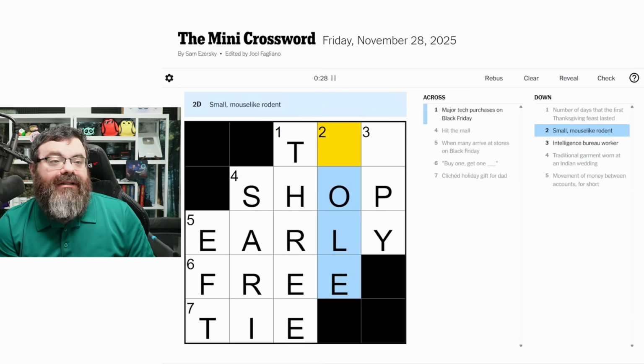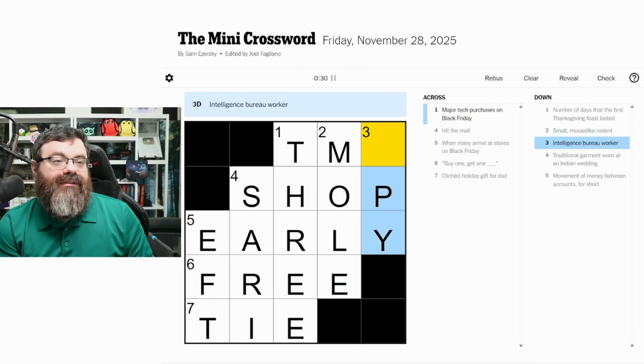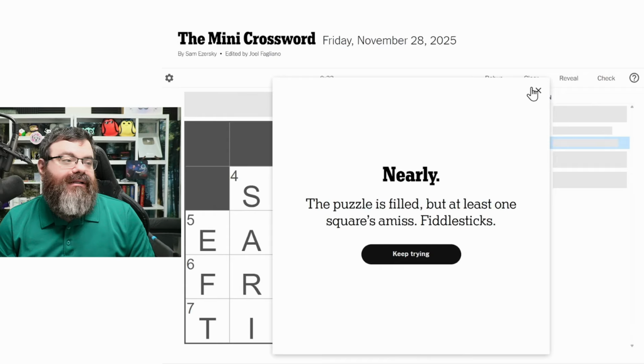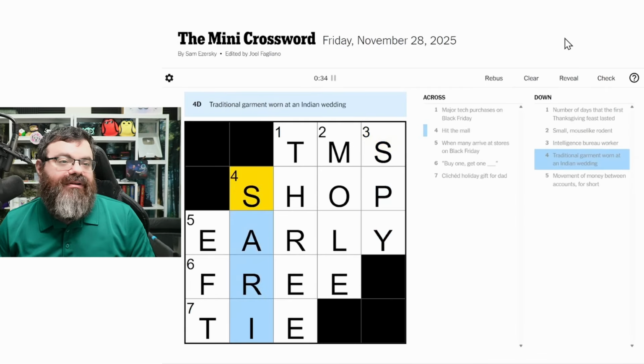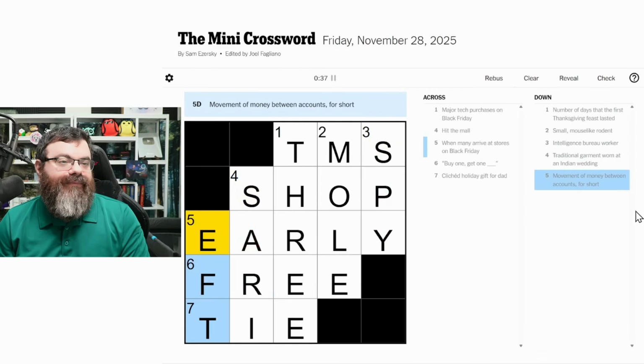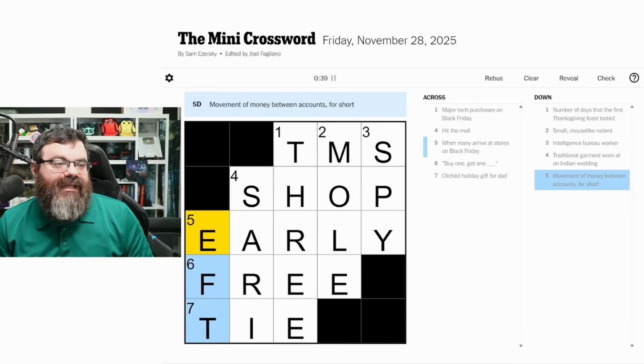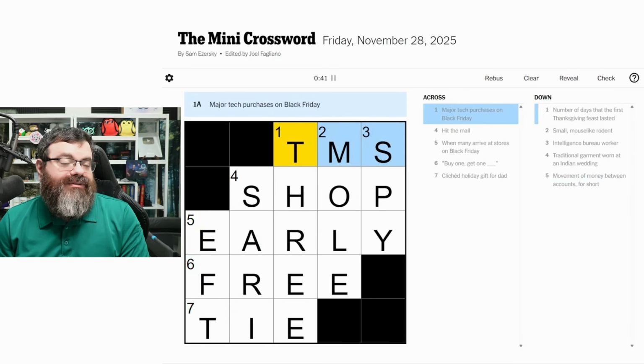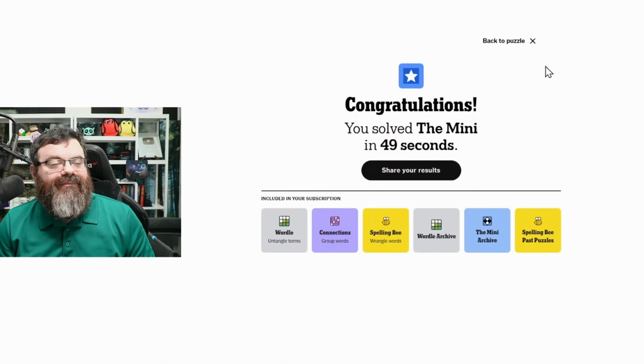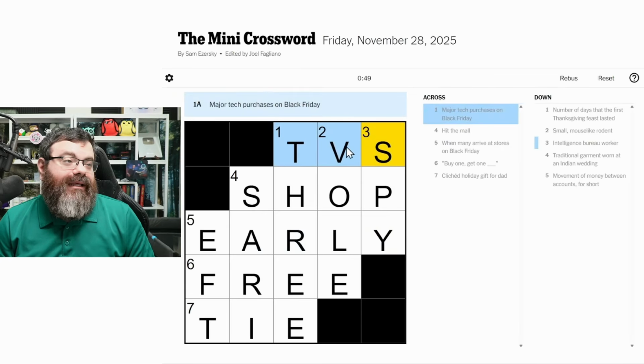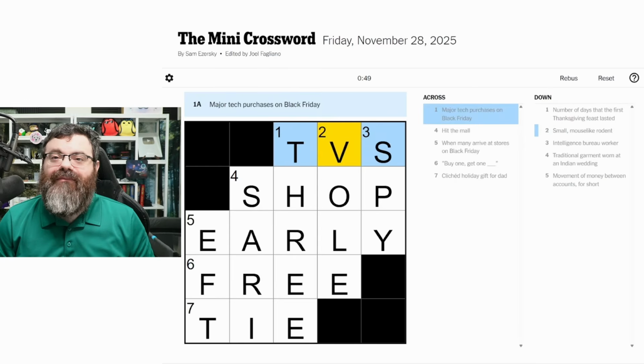3. Small mouse-like rodent. A mole. Intelligence bureau worker. A spy. Okay, so what's wrong? What else is there? Traditional garment worn at an Indian wedding is a sari. Movement of money between accounts. EFT. Electronic funds transfer. Major tech purchases on Black Friday. TVs. Vole. All right. It was the vole, not the mole. Yeah, I just had to fix one across. Cool. Well, how'd you do?